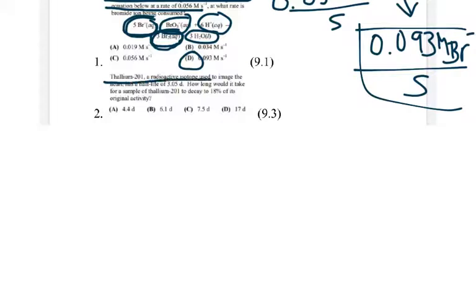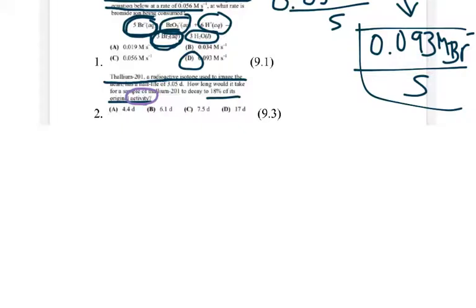Thallium-201, a radioactive isotope used to image the heart, has a half-life of 3.05 days. How long would it take for a sample of thallium-201 to decay to 18% of its original activity? I will get into activity in a future video in the far future, but for now, just think of the activity as the concentration, because the concentration or amount of radioactive isotope is directly proportional to activity. So let's just pretend that we are talking about concentration in this problem.